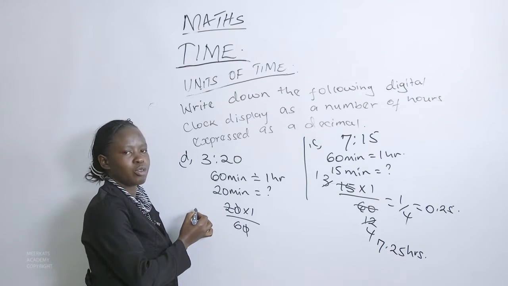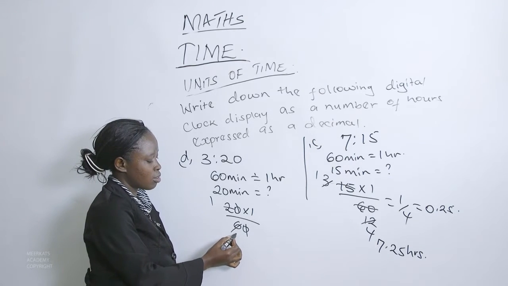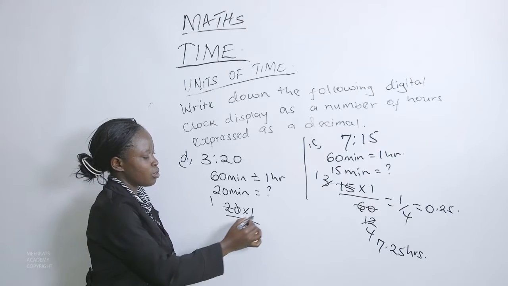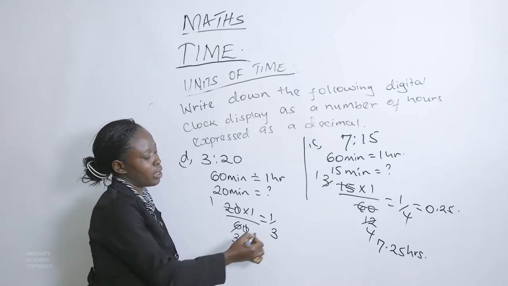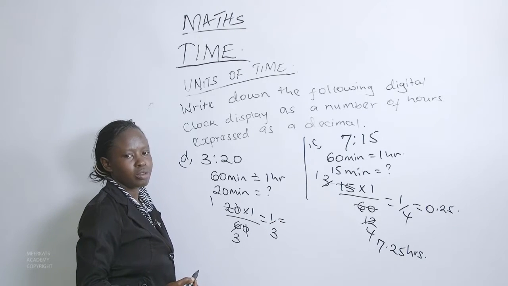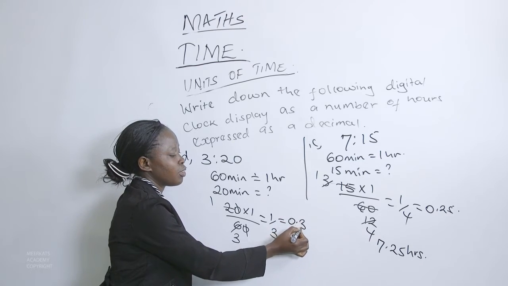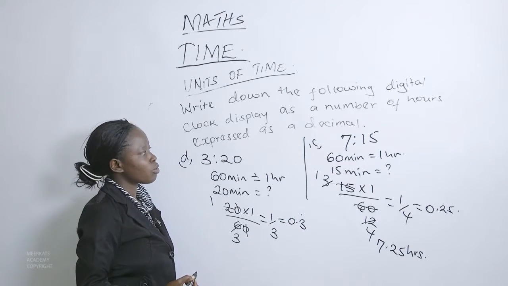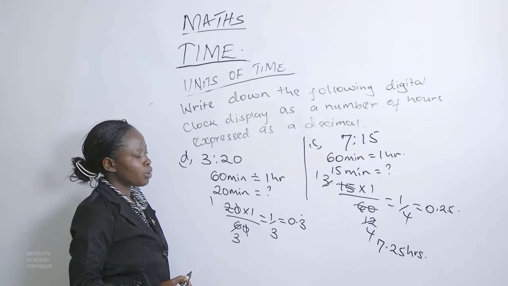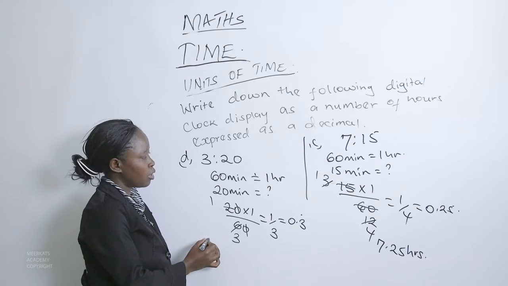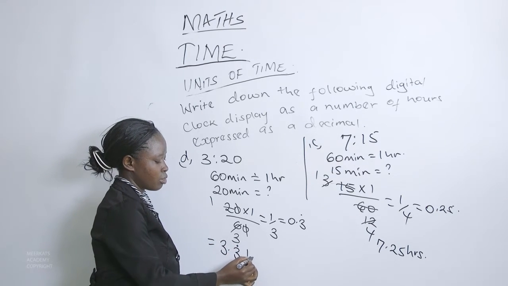Then we have 2 into 2, 1. 2 into 6 is 3. So we have 1/3 as a fraction. A decimal will bring about a recurring decimal, so that we have 0.3 that is recurring. So it means that 3:20 converted to a decimal will be 3.3 hours.